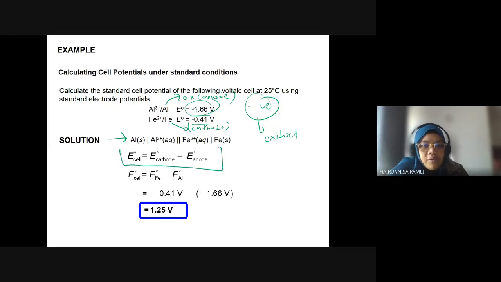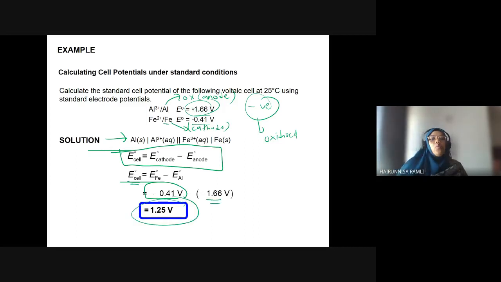So you come up with this equation. E° cell equals E cathode minus E anode. So E cell is basically E Fe, which is negative 0.41, minus, this value also needs to be taken, the anode, negative 1.66. So the value is 1.25 volt. Okay, so what we mentioned earlier about spontaneous. Since the value is positive, it is a spontaneous reaction.